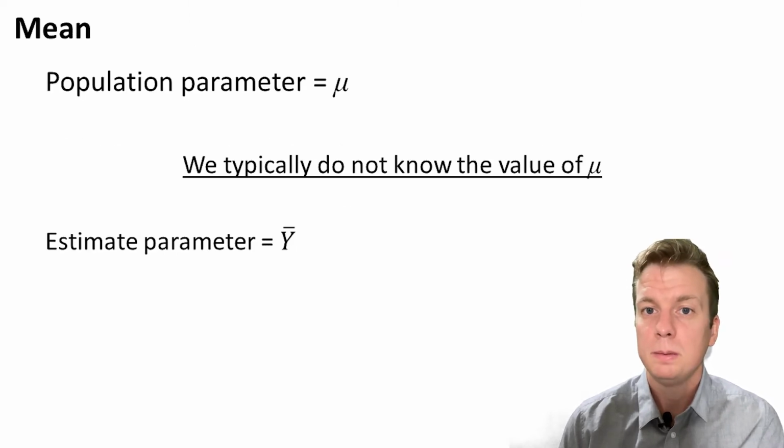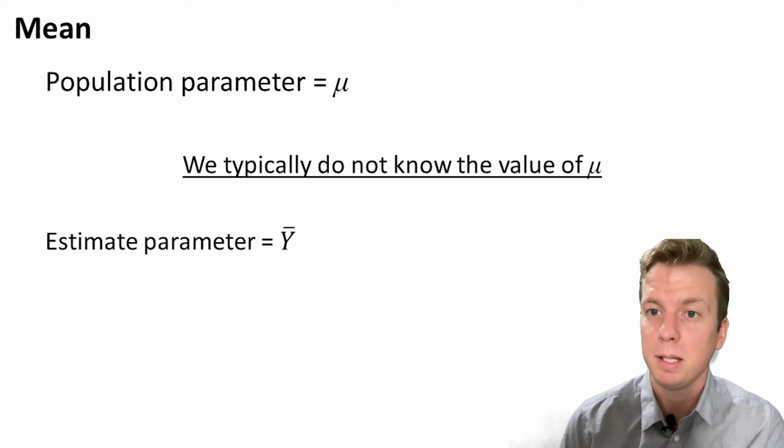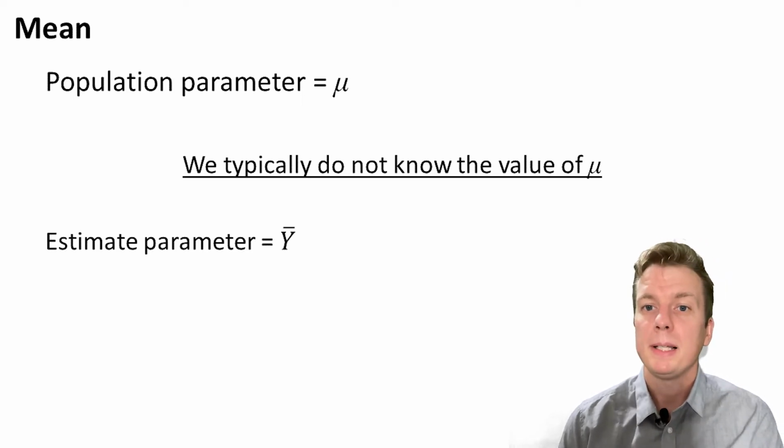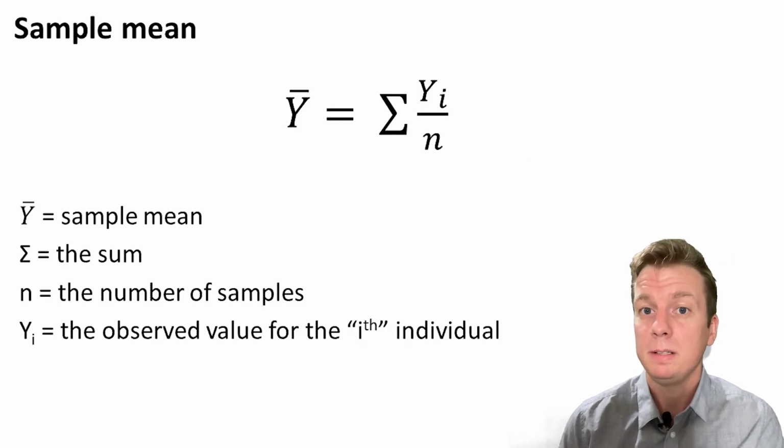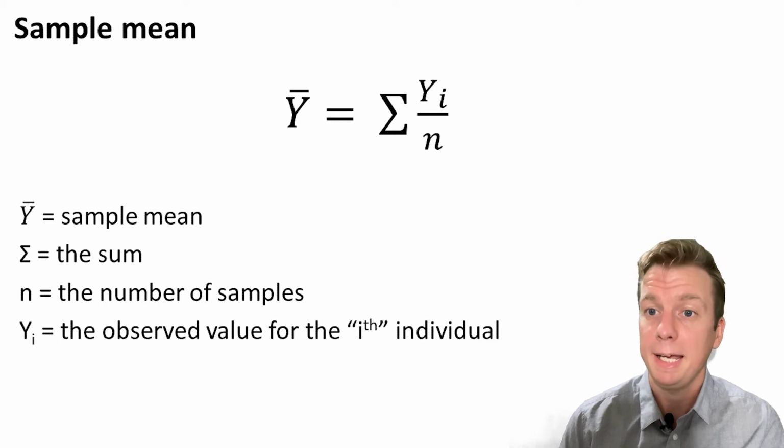A quick review: when doing statistics, we deal with population parameters and sample estimates. The population mean is the Greek letter mu. This is a parameter we do not typically know. Instead, we need to estimate it from a sample mean, which is represented by y bar. To calculate the sample mean, you take the sum, sigma, of all of the observed values for each individual i in the sample and divide it by the number of samples, n.